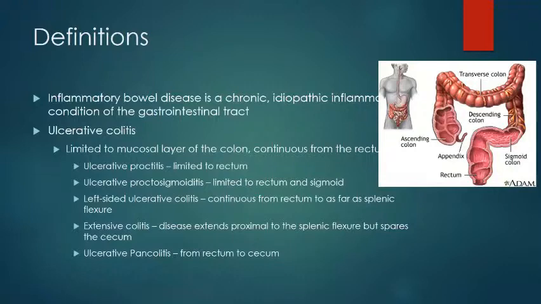So there's proctitis, which is just rectal disease, and ulcerative proctosigmoiditis, which is rectum and sigmoid. Disease that goes to the splenic flexure but doesn't go proximal to that is left-sided UC. And then extensive is if you go proximal to the splenic flexure. And then pancolitis is from the rectum to the cecum.